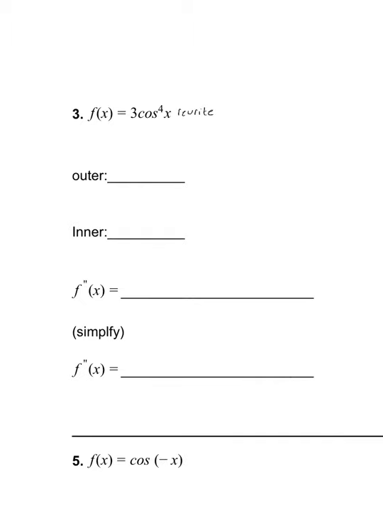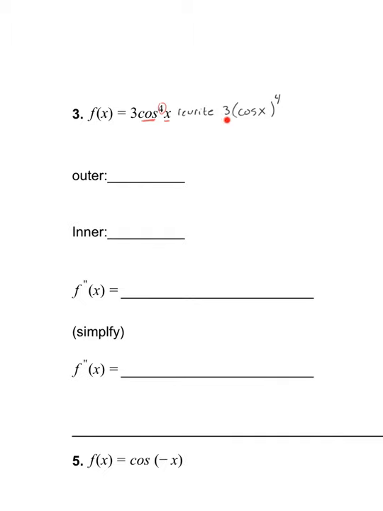This 4 right here applies to everything immediately to the left and to the right of it. So when we rewrite this, it looks like this: 3 times the cosine of x all to the 4th. If you rewrite it this way, it is much easier to see what's outside and what's inside. Here, something to the 4th is the outside function, because we are fourthing, if that's a word, the cosine of x, outer and inner.